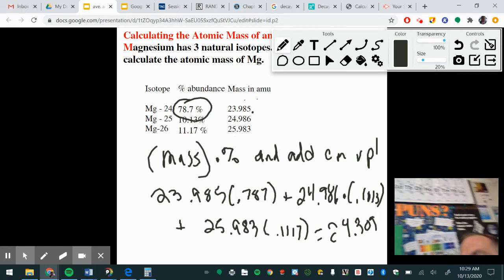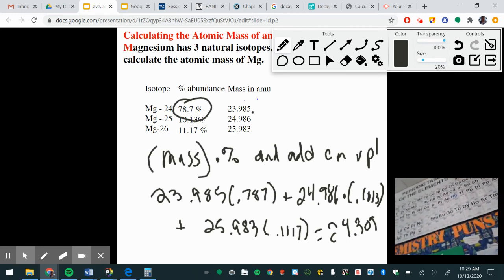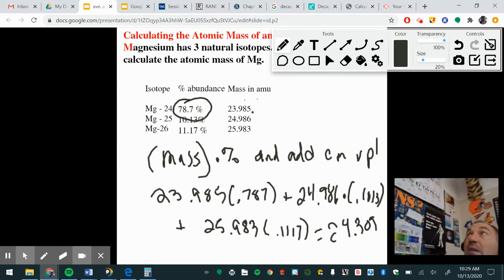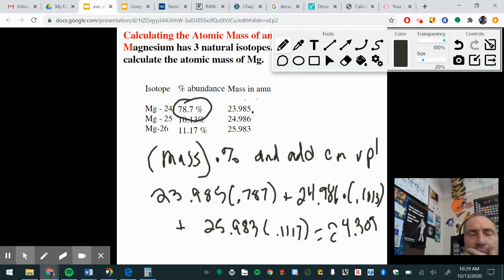You can see it up there. So that's how they came up with that number right over there, that red number on the chart. Okay, so you take the mass times the percent and add them all up.